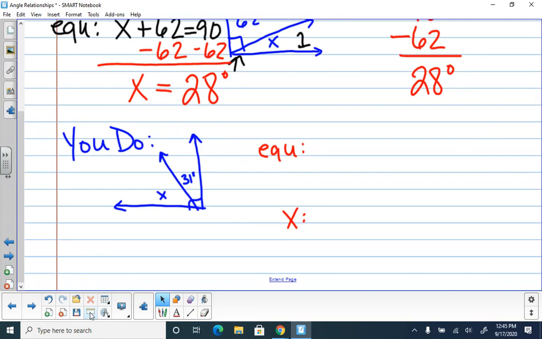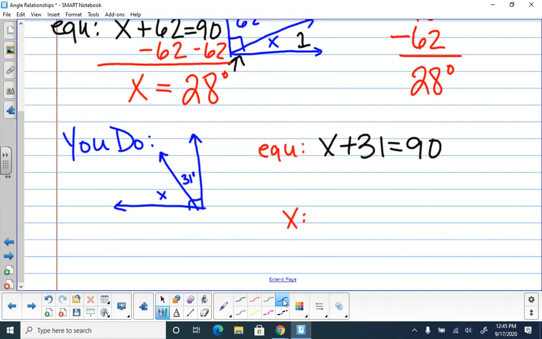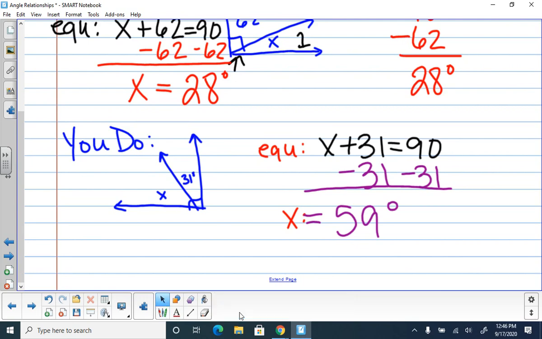Jaden, what is the equation for this? What did you write as your equation? Perez, what did you do to solve it? 90 minus 31. Good. So Jameson, what does x equal? 59. And don't forget your degree symbol. All right, what questions do you have? Pretty straightforward? All right, let's now take a look at another example.